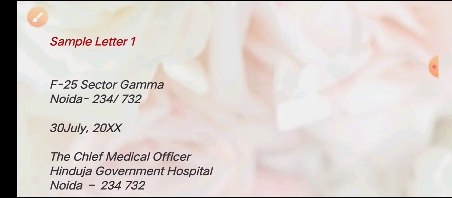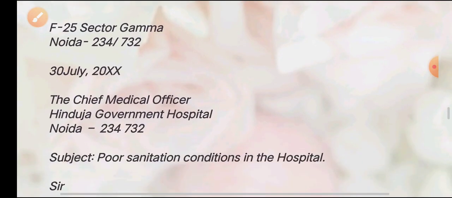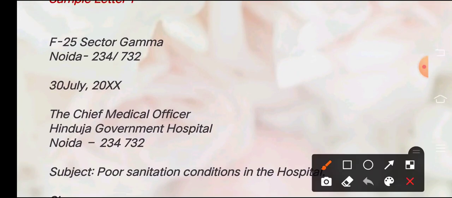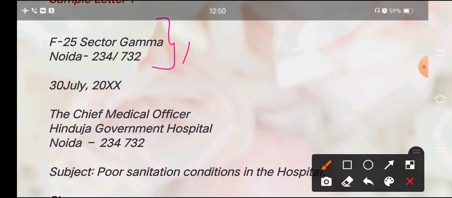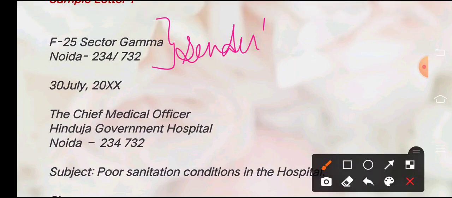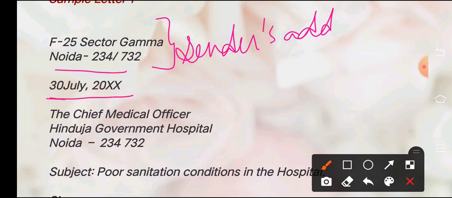So let's see now. There is one sample letter which I have written for you. This is the sample letter for the complaint. Whatever we have discussed, the same thing I am using here. First is the sender's address. Then it is completed in 2 lines. The third line I am leaving blank, and in the fourth line I am writing the date. After that also I am leaving 1 line blank, and then I have started the receiver's address.